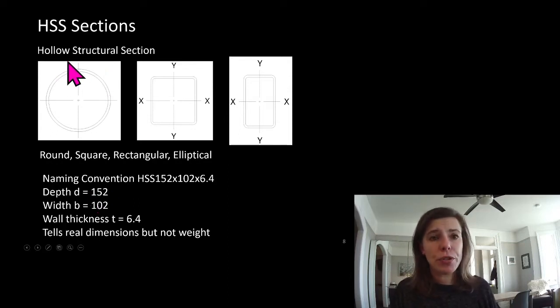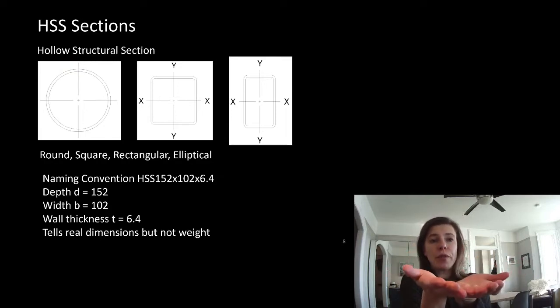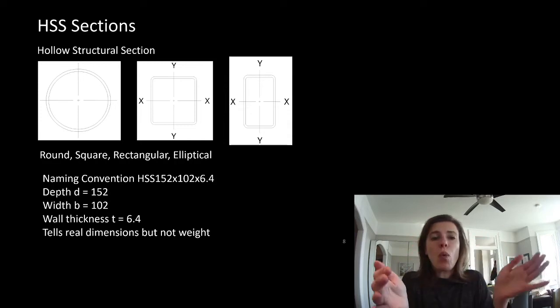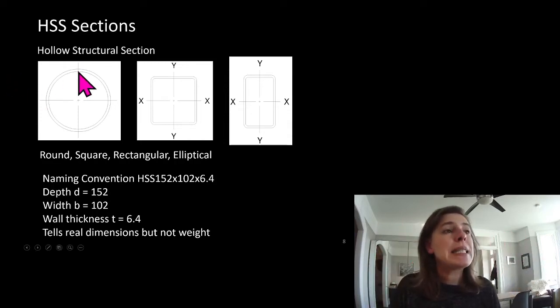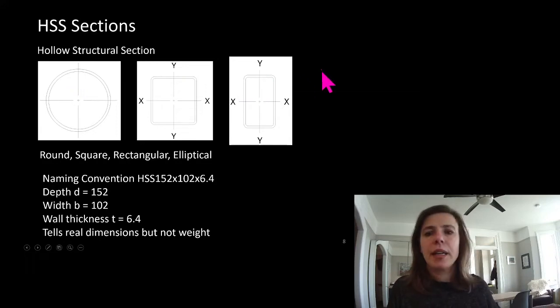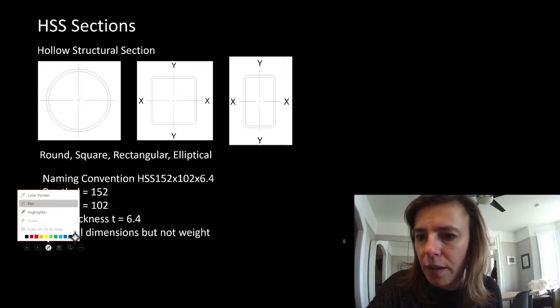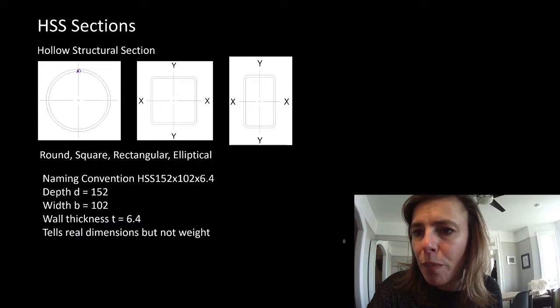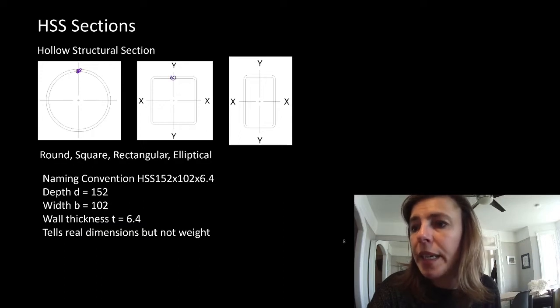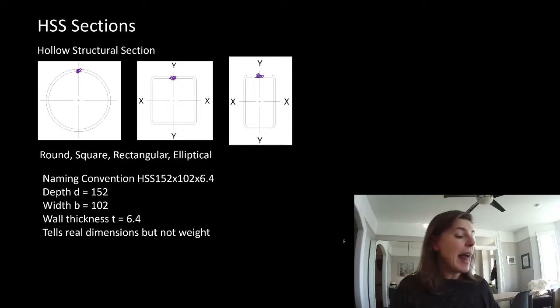So hollow structural sections are cold rolled elements that start out flat and they roll them or bend them into shape, which means somewhere along here there's going to be a weld on it. So there might be a seam weld here, or a seam weld here, or a seam weld here on it. That can be important if you're talking about architecturally exposed structural steel, because it's visible. You can see that seam.